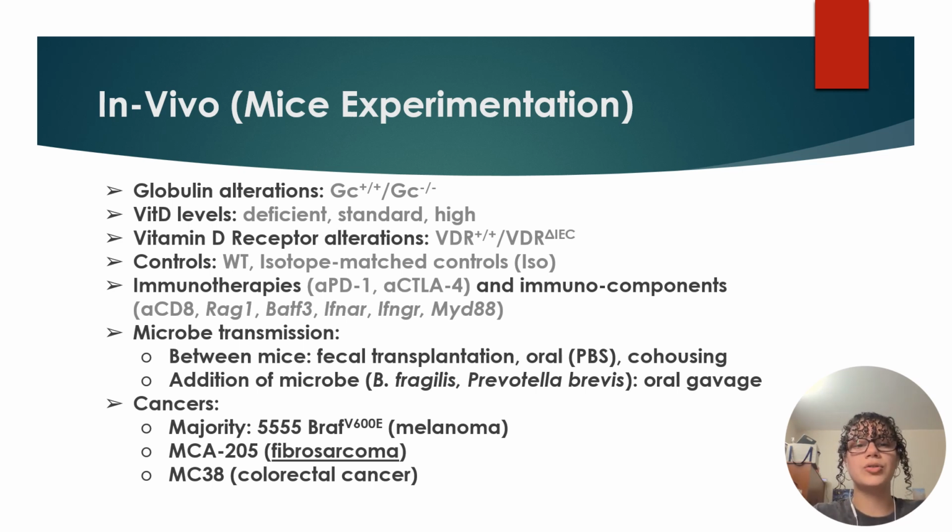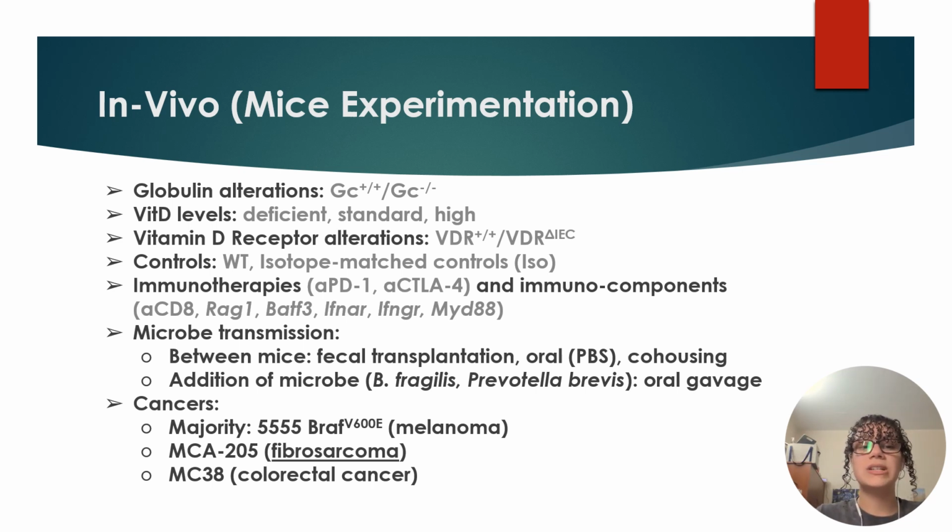Then they also had controls, which were wild type, as well as isotype match controls, the immunotherapies and the immunocomponents mentioned previously. There was some microbial transmission done between the mice, which was fecal transplantation and oral through PBS, as well as co-housing, and in addition of an outside microbe, which includes B. fragilis and Prevotella brevis through oral gavage.